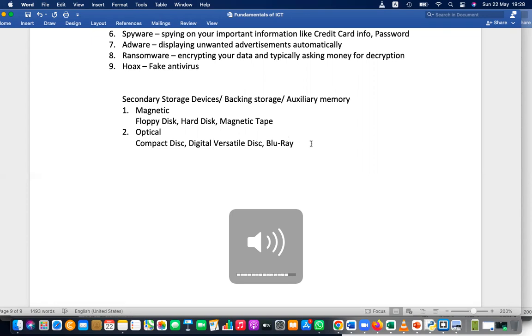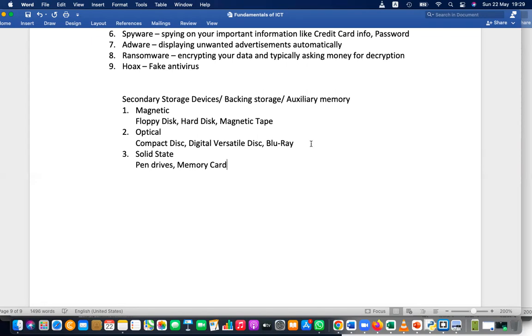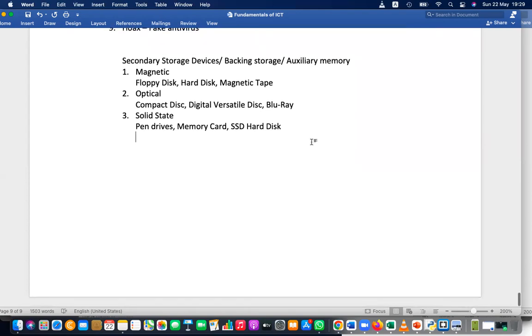That is optical. And the third category is electronic, or we can call it solid state memories. So what are the solid state memories? Pen drives, memory cards, and SSD, solid state device. These are categorized under solid state devices. So those are the three categories of storage devices. If you need, you can write it down, otherwise take a snapshot and that is enough.